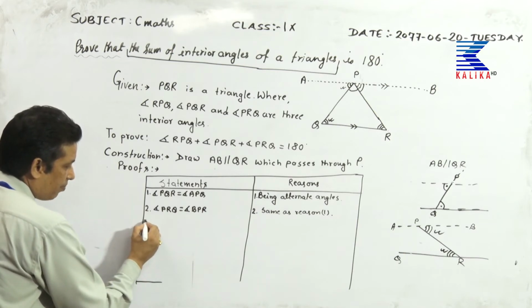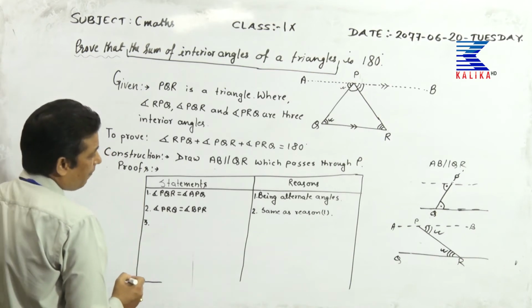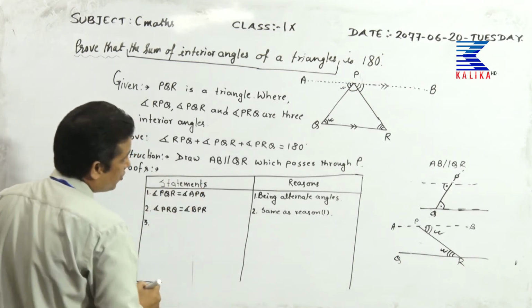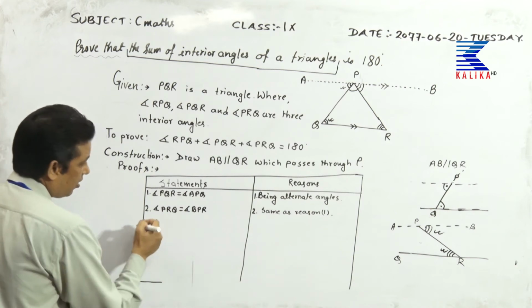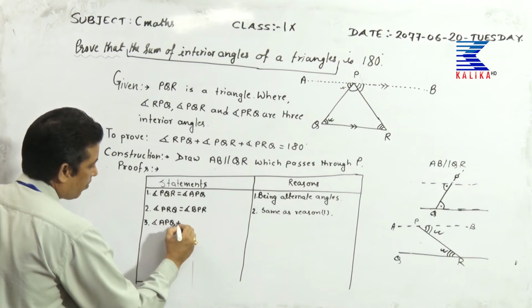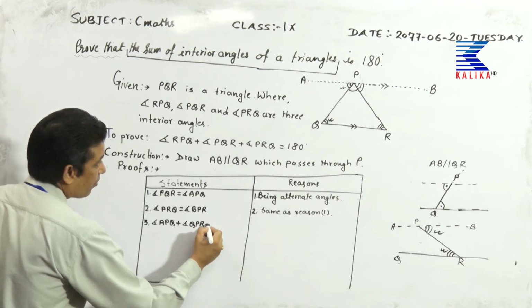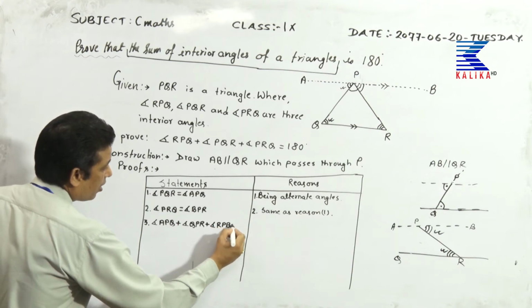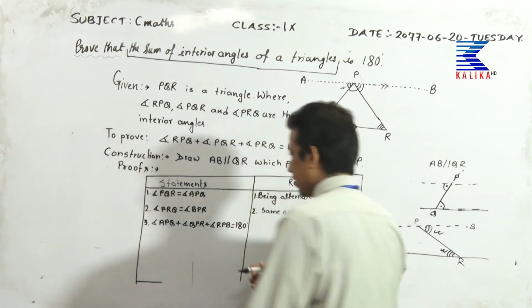Now, number 3. If you add those 3 angles, dear student, let me see there. Angle APQ plus angle QPR plus angle RPB is equal to 180 degrees, I wrote. Let me show you these 3 angles properly, dear student.